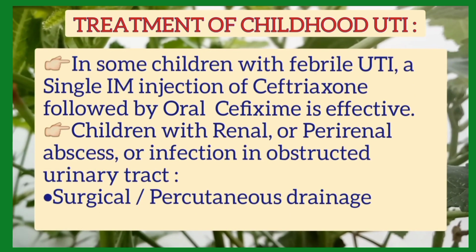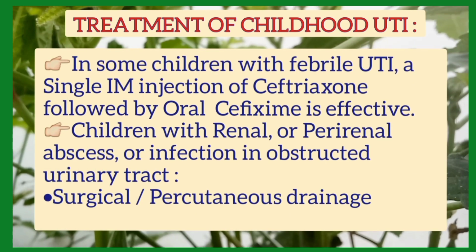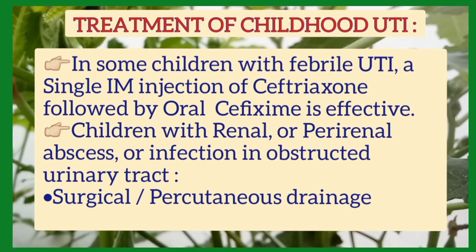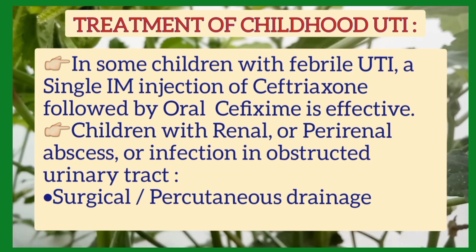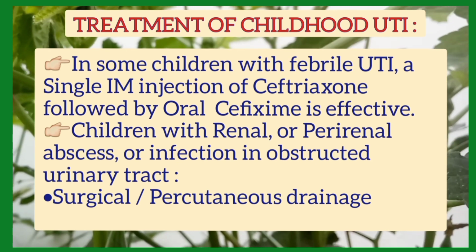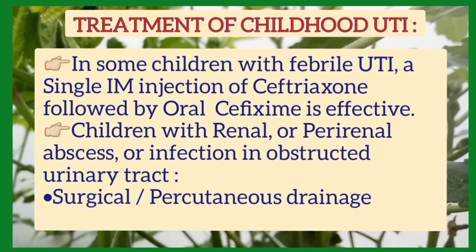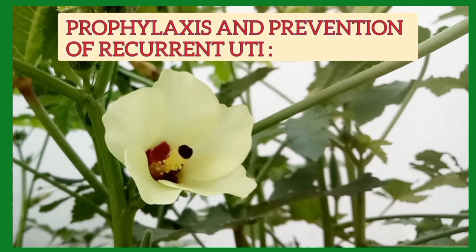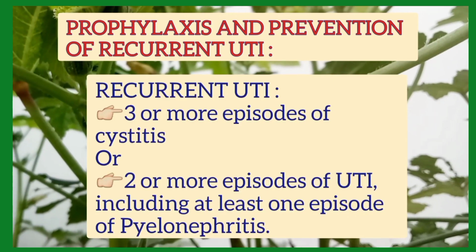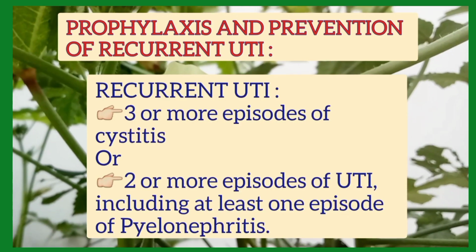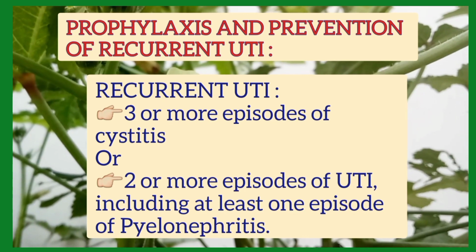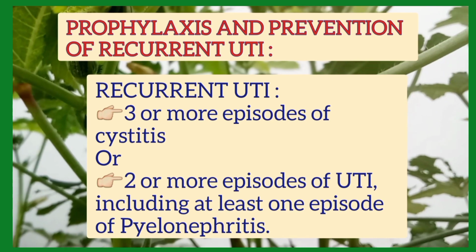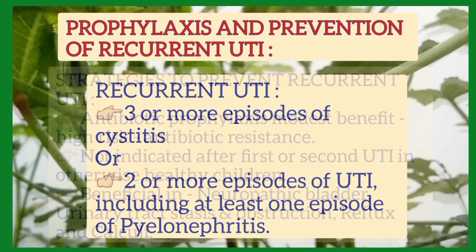Now, in some children with febrile UTI, a single intramuscular injection of ceftriaxone followed by oral cefixime is effective. And in children with renal or perirenal abscess or infection in obstructive urinary tract, surgical percutaneous drainage is required. Now, the prophylaxis and prevention of recurrent UTI. Recurrent UTI is labeled when there are 3 or more episodes of cystitis, or there are 2 or more episodes of UTI, including at least 1 episode of pyelonephritis.